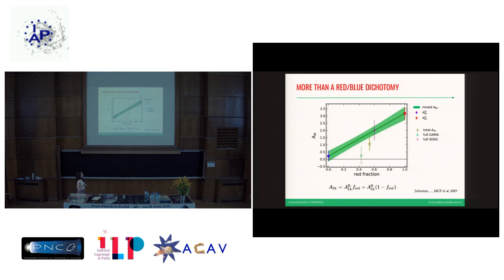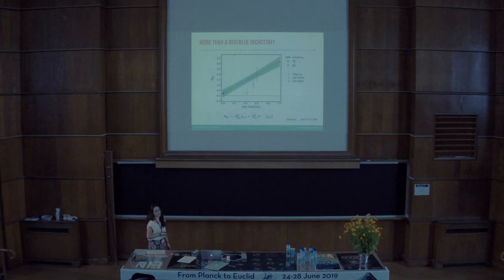We did so, and the total amplitude is the yellow point, and we can clearly see that it doesn't lie on top of this interpolation. While the SDSS sample is exactly on top, the GAMA one is really below, and is the one that is also driving the total down. So what's the difference between SDSS and GAMA? Because SDSS is shallower, it's deficient in satellites at low redshift. And so here we go. Satellites really complicate the picture. It's not just a matter of red and blue.